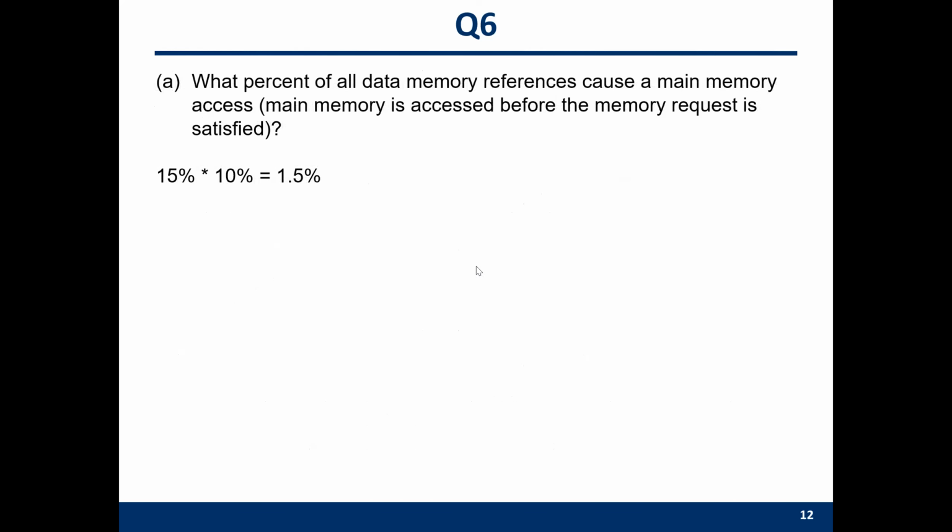Let's read the question first. What percentage of all memory references cause a main memory access? Memory references means memory accesses. The main memory is accessed before the memory request is satisfied. So the first part asks what percentage of memory requests will actually go to the main memory.